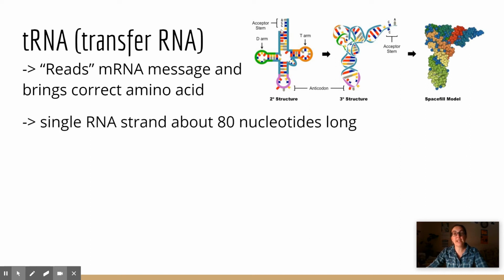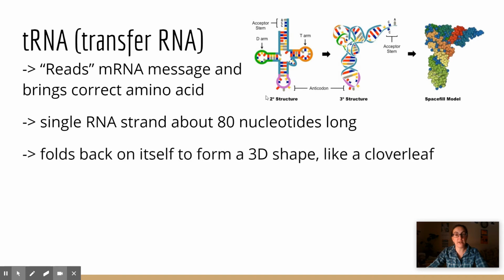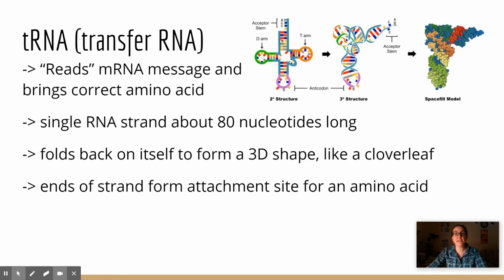But transfer RNAs are also an RNA molecule. It's a single strand. If you look at these pictures up here, there's a few different views of what it could look like, but it's a single strand of RNA that's about 80 nucleotides long. It folds back on itself, and these nucleotides in between here kind of join with hydrogen bonds to make this kind of cloverleaf shape. At the very end, at the top of this picture, it forms an attachment site for an amino acid.